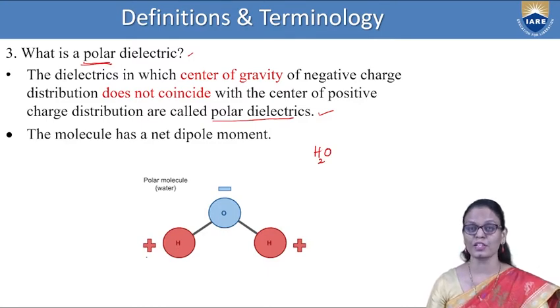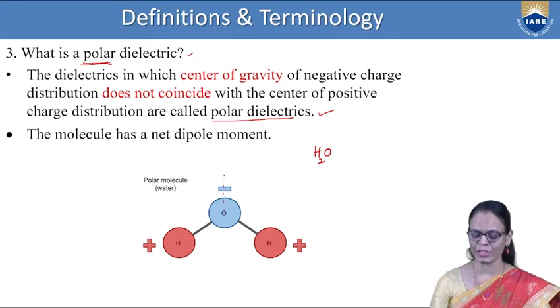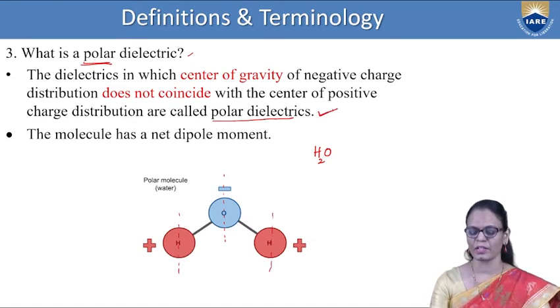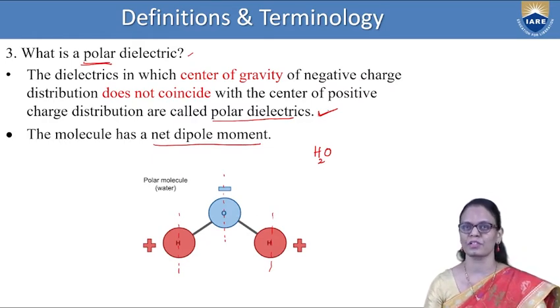So this is one H plus, this is another H plus, so two positives, and this is O minus. Now, the center of gravity of this is not coinciding with the positive charges. Then it is a polar dielectric. And this molecule will have a net dipole moment. There will be a net dipole moment in case of polar dielectrics.